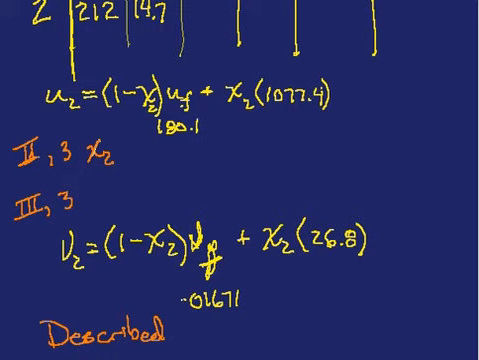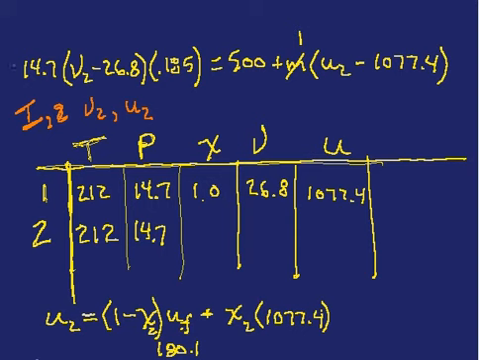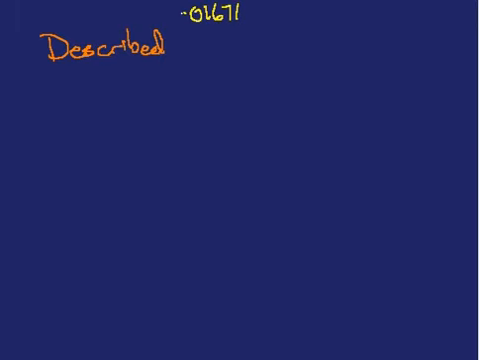So, let me go back up and correct this. There should be a minus here: minus 14.7 times V2 minus 26.8 times 0.185. And we'll plug our second 2 equations into equation 1, and we finally find an equation that looks like, let me write it out again.